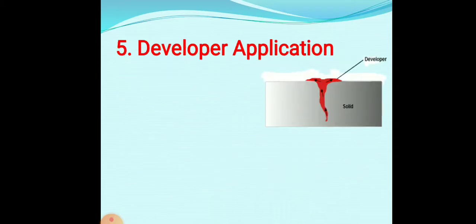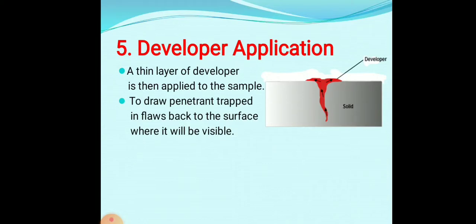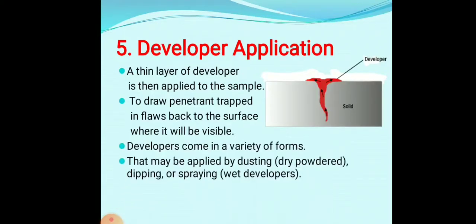Fifth step is developer application. We are going to apply the developer. A thin layer of developer is applied to the sample, to draw the penetrant trapped in the flaw back to the surface where the cracks become visible. Developers come in a variety of forms. They may be applied by dusting dry powders, dipping or spraying.